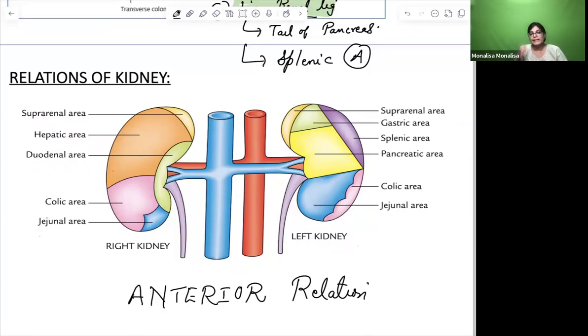So anteriorly, the kidney is related with suprarenal areas. And on the right side, we have got hepatic and duodenum areas. Colic and jejunal areas are common to right and left anterior side. In case of the left side, we have got 3 other viscera related, that is pancreas, gastric area, and splenic areas. Jejunum, ileum, and suprarenal areas are common. So everybody should know about the anterior relation of both right and left kidney.